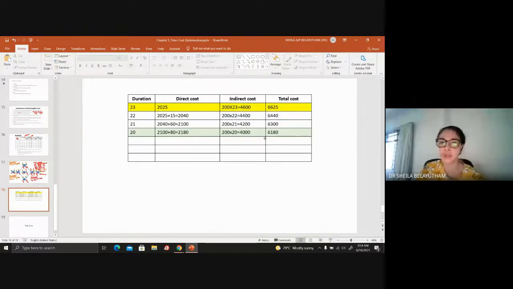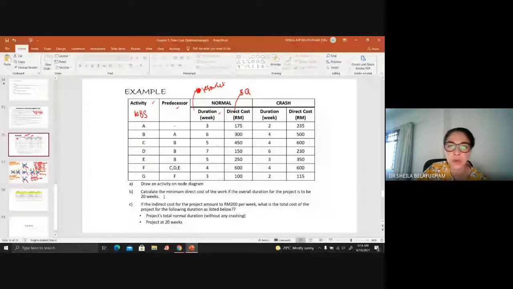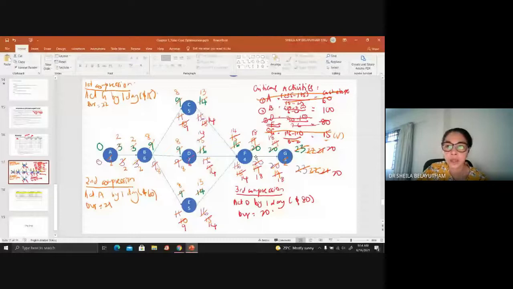Okay, so with that, you will complete the optimum. I wouldn't say optimum. Why? Because we did not complete the whole cycle. We haven't completed activity B. We still have activity B where we can crash. Why we stop is just because the activity requires us to stop at week 20. But actually, we can go further than week 20, I suppose.